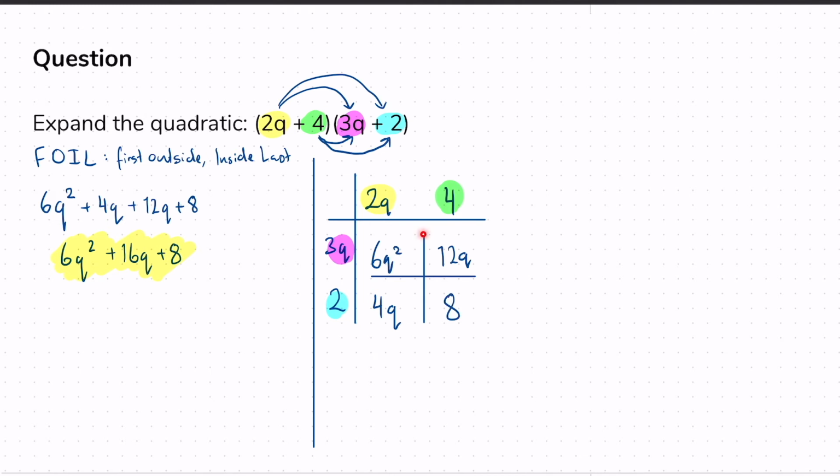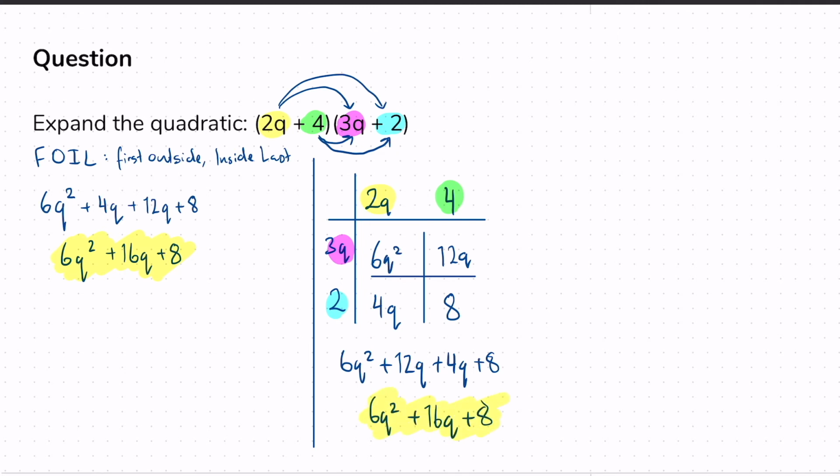And now nicely, what do we do now? Well, we've got this nice cross in the middle. We plus them all together. 6q squared plus 12q plus 4q plus 8. Again, we can simplify this as we did above. 12 plus 4, 16q plus 8. And happily, we end up at the same answer.